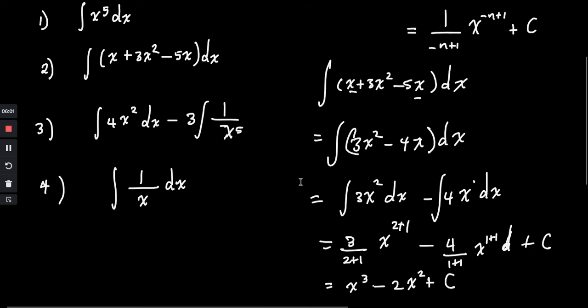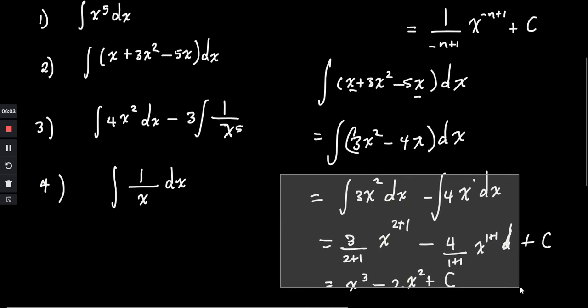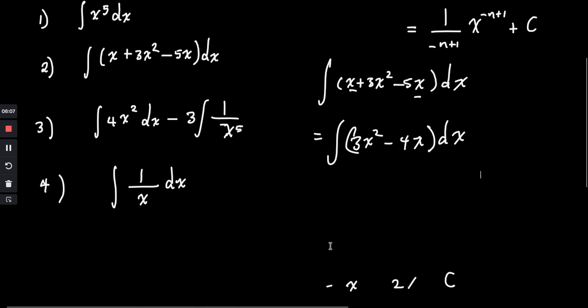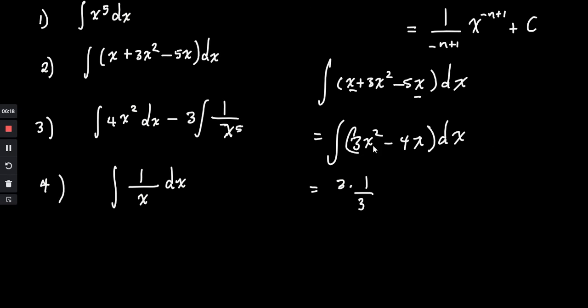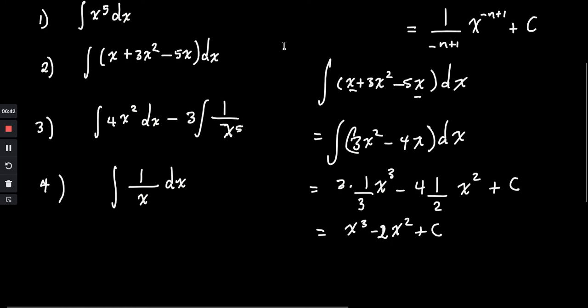So what you may also notice is that some people won't even bother separating these integrals, but I just wanted to show you that you can do it. So what you can just do is integrate everything from here. So you have 3 times what? Times 1 over 3, because it's 2 plus 1, x to the third, then minus 4 times what? Times 1 over 1 plus 1, which is 2, then x to the 2, then plus c. So you can see that this is the same as x cubed, then minus 2x squared, then plus a constant c. So that's all for this problem.